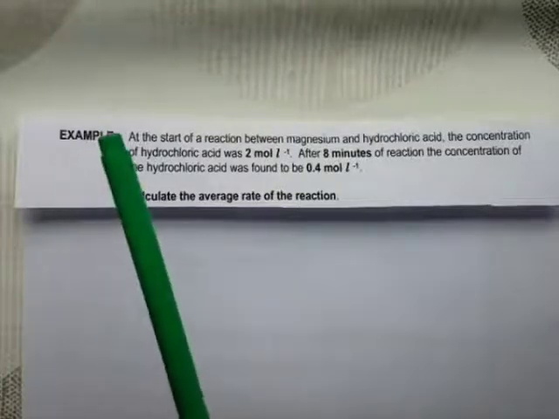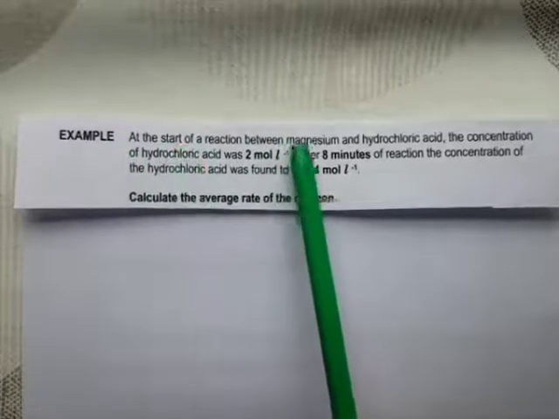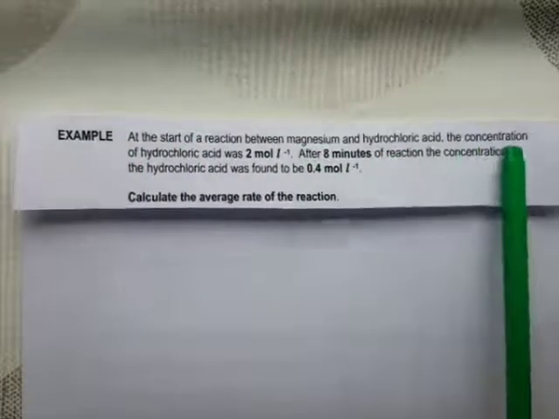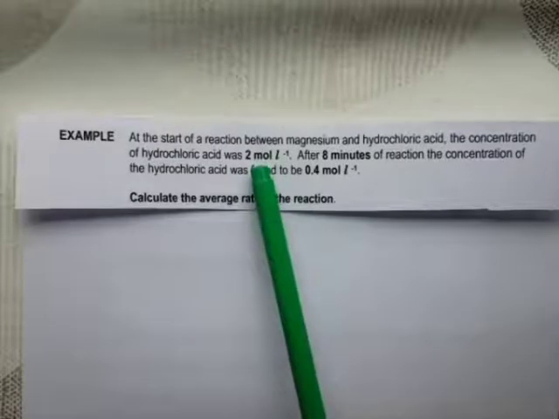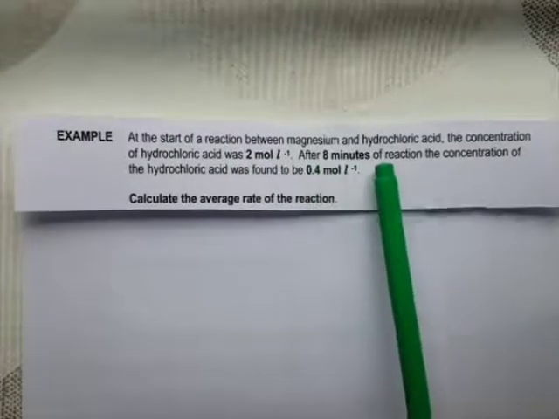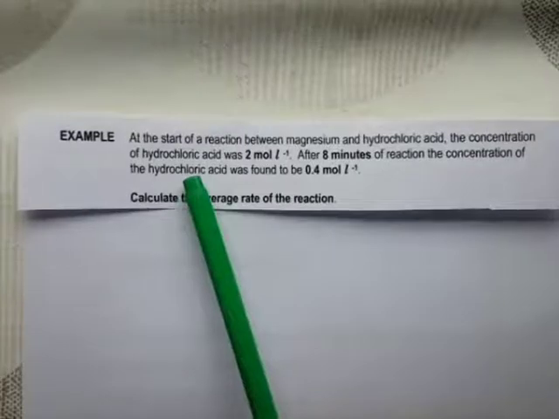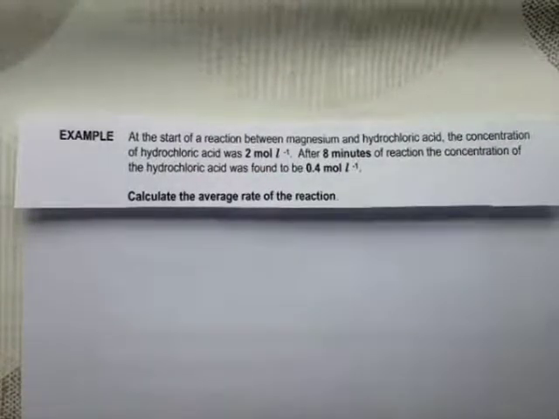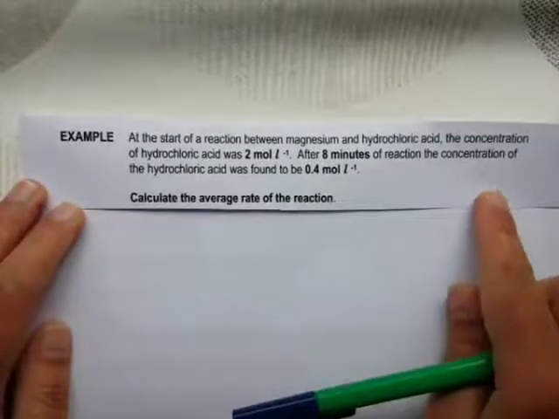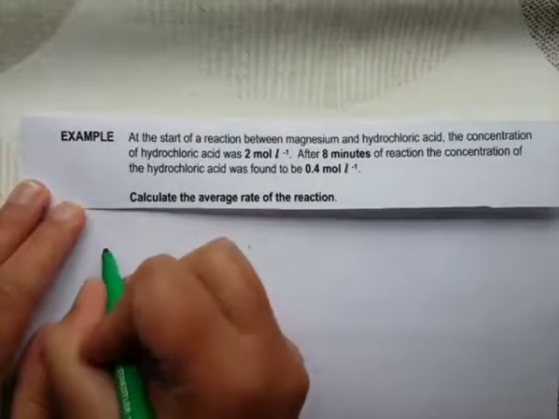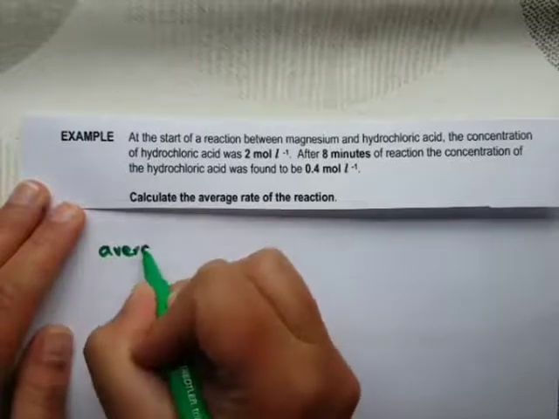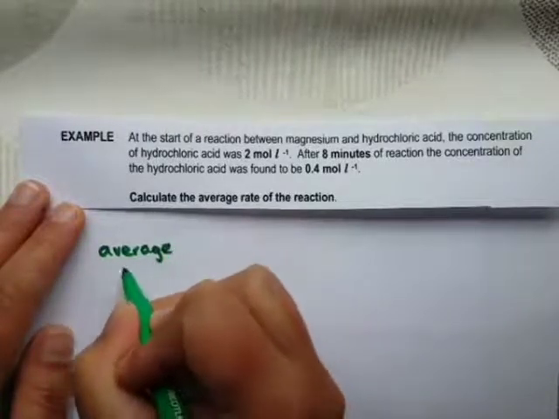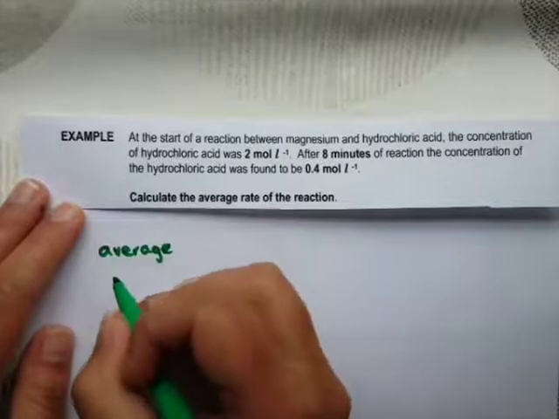Right, so the question says, at the start of the reaction between magnesium and hydrochloric acid, the concentration of hydrochloric acid was 2 moles per litre. After 8 minutes of reaction, the concentration of acid was found to be 0.4 moles per litre, and you have to calculate the average rate of reaction. So, first thing I would like you to do when you're doing this is write down the equation. It's always a good idea to write down the equation before you substitute in the numbers.